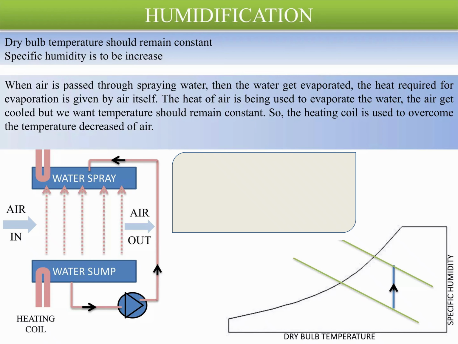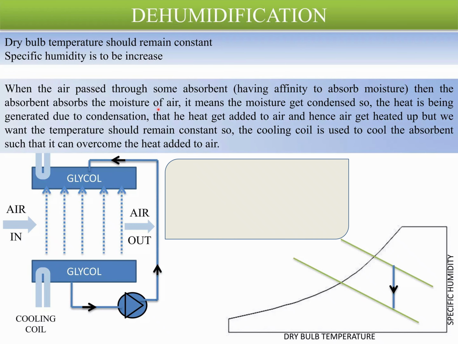Okay, now let's see. So this is the dehumidification. We know this is opposite to humidification. So in the humidification we spray water, but in the dehumidification we will use an adsorbent that will absorb water. Okay, then the adsorbent absorbs the moisture of the air.